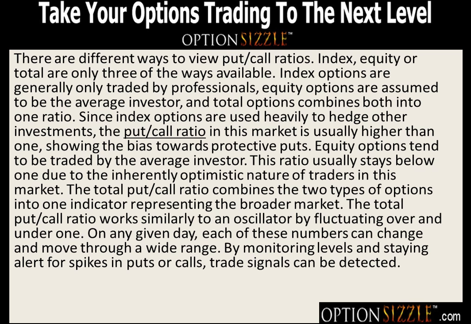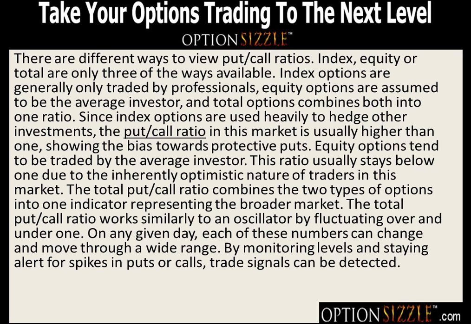Since index options are used heavily to hedge other investments, the put-call ratio in this market is usually higher than 1, showing the bias towards protective puts. Equity options tend to be traded by the average investor. This ratio usually stays below 1 due to the inherently optimistic nature of traders in this market. The total put-call ratio combines the two types of options into one indicator representing the broader market.